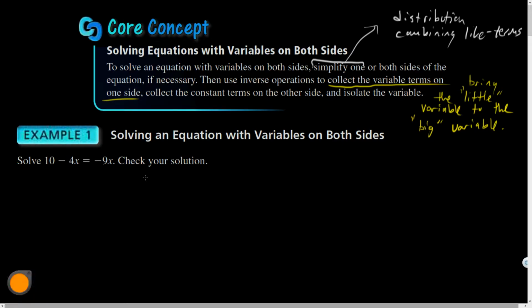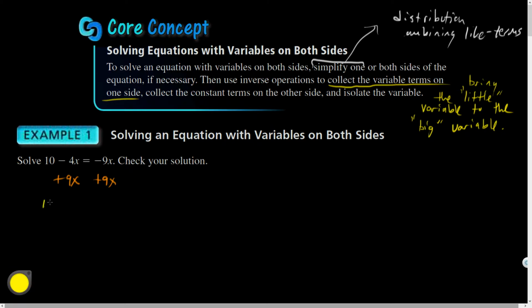So, in order to do so, I said my recommendation is to move the little guy, the little variable, to the big variable. Which one is littler, -4 or -9? -4 is closer to 0. -9x. To move a -9x, I'm moving the whole thing. I'm not getting rid of the -9 to get x by itself. I'm moving the whole thing. To do so, I'm going to add 9x to both sides. And notice where I write it underneath its bud, its like term over there.